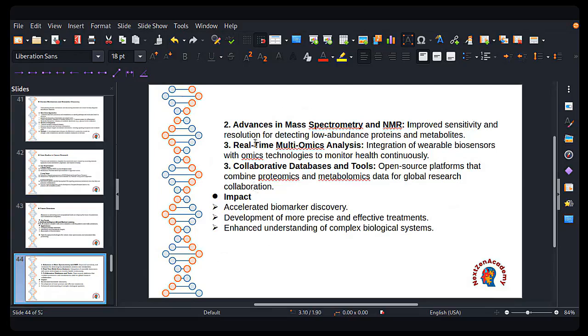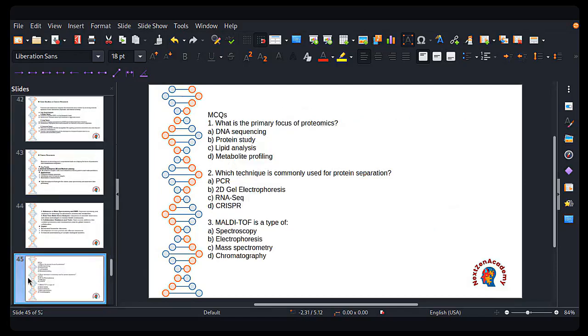Then there are advancements in MS and NMR. Then there are real-time multi-omics analysis. Then we can collaborate different databases, and tools are there for the analysis purpose. Then what is the impact? Accelerated biomarker discovery, development of more precise and effective treatments. Okay, now move to the questions.